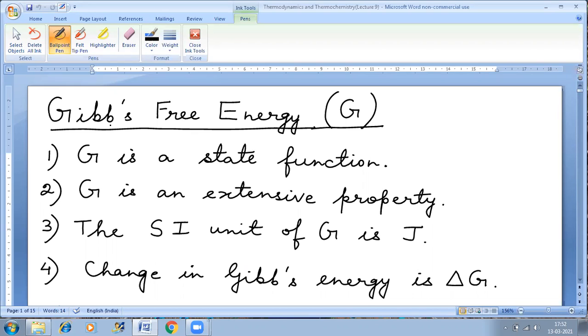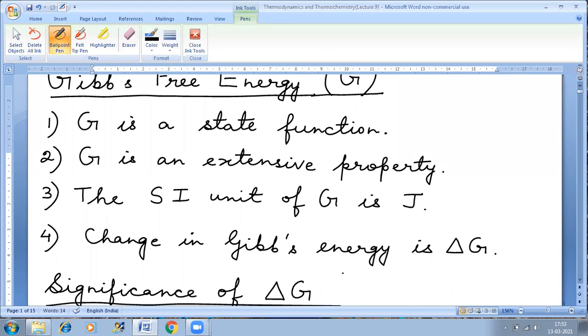Change in Gibbs energy is denoted by delta G. Delta means change. So change in Gibbs free energy is delta G.